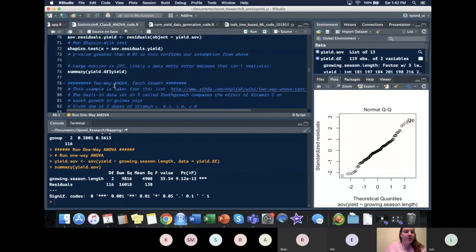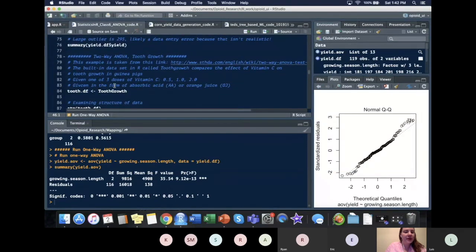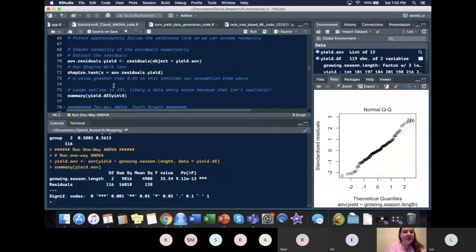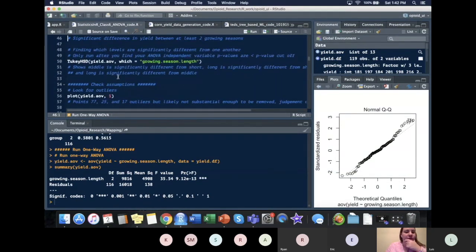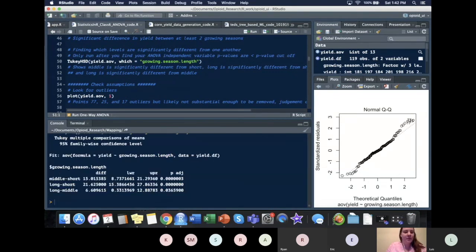So if you remember, I said when we do this, we cannot see how those different levels are different. Remember, just to recap, we would have to run Tukey's HSD to see that. So now we can be confident in these as well.